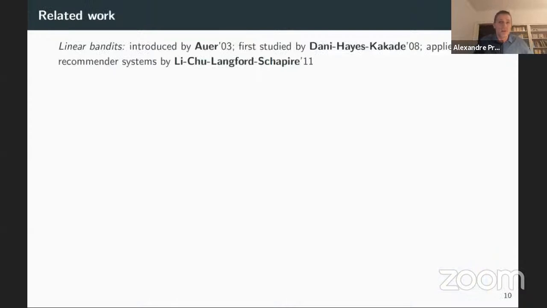All right, so what is known about this problem? Essentially, linear bandits were introduced by Peter Auer in 2003. There was a first exhaustive study in terms of regret by Dani, Hayes and Kakade in 2008. And then the interest in this kind of system grew since the paper by Li, Chu, Langford and Schapire in 2011, where they managed to model recommender systems using linear bandits.